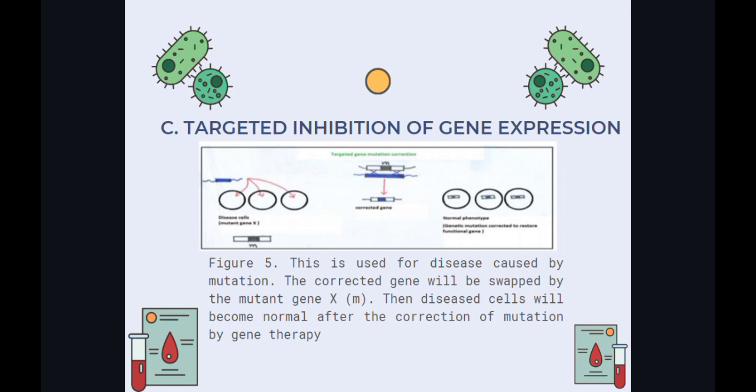In the last figure, in diseases caused by mutations, gene therapy can replace the faulty or mutant gene X or M with the correct version of the gene. By swapping the mutant gene with the corrected gene using gene therapy techniques, the diseased cells can regain normal functionality. This correction helps the cells produce the right proteins or function properly, effectively reversing the effects of the mutation and restoring normalcy to the cells.